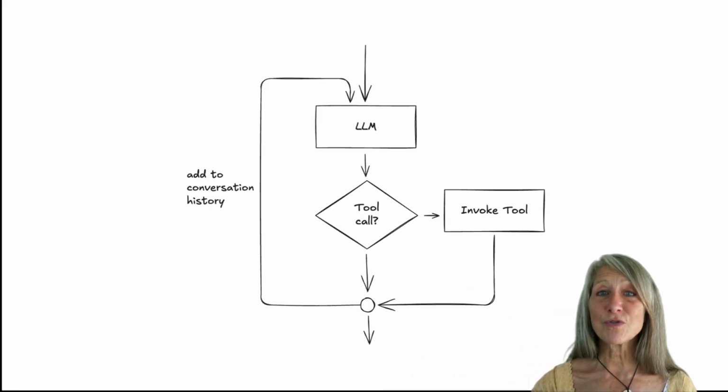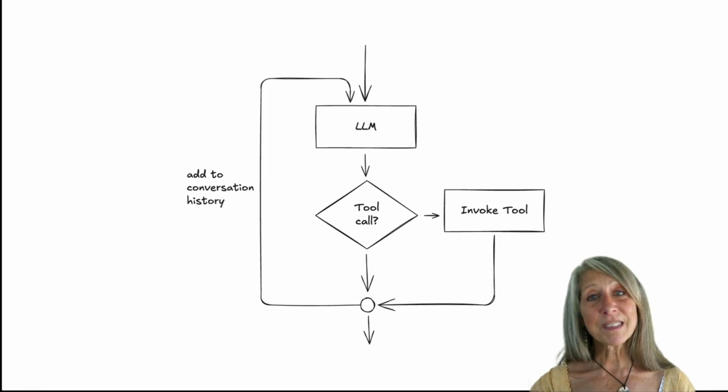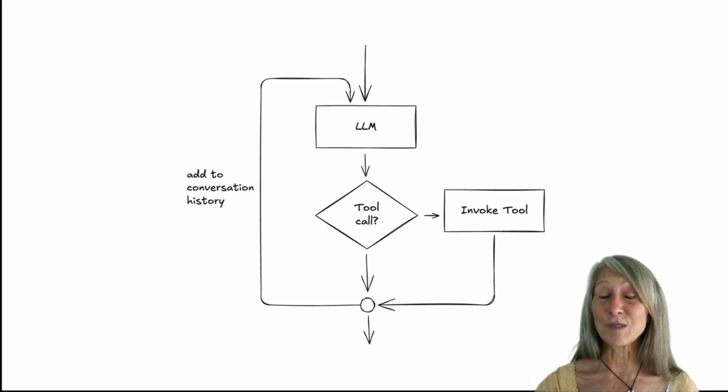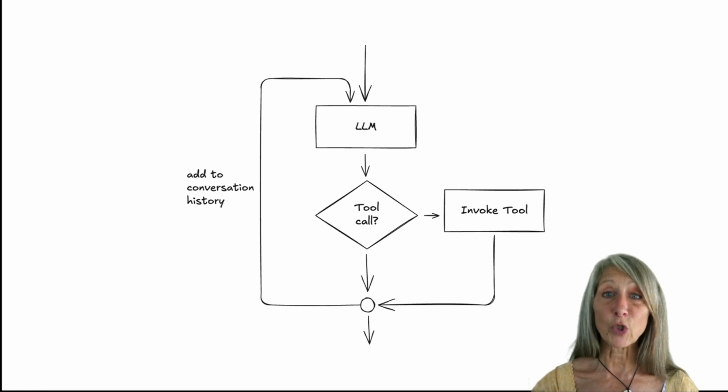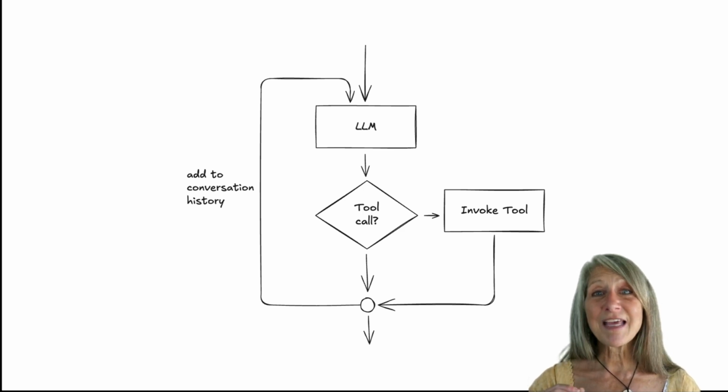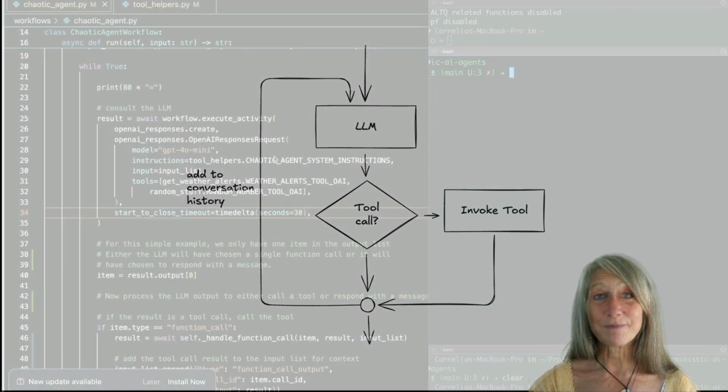So this flowchart shows you a very simple agentic loop. We're going to invoke the LLM. The LLM is going to make some decisions on whether it wants to invoke some tools or not. And then we're going to add to the conversation history and loop again. The key is that the LLM is making the decisions.